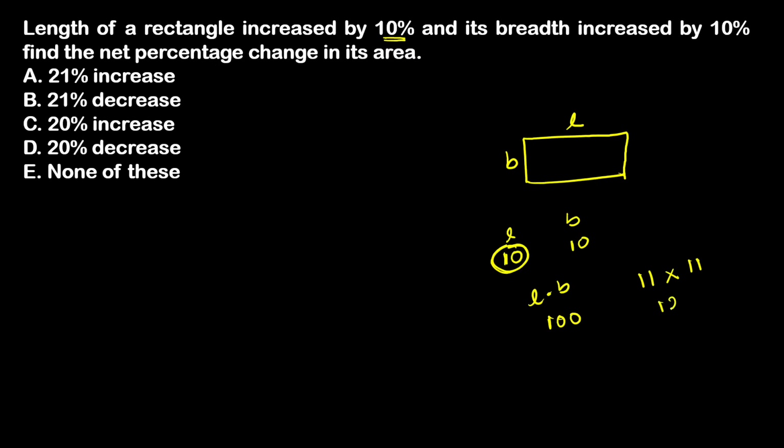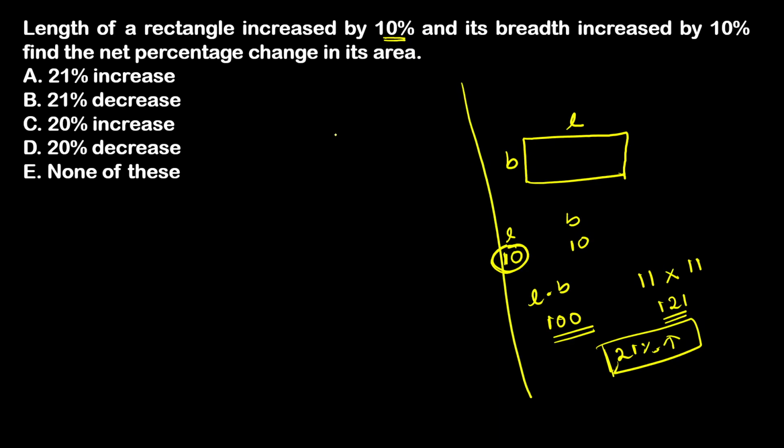So product of these two is 121 square units. Initially the area was 100 square units, and now the area is 121 square units. So 100 to 121, that's 21% increase. So this is how we should solve the question.